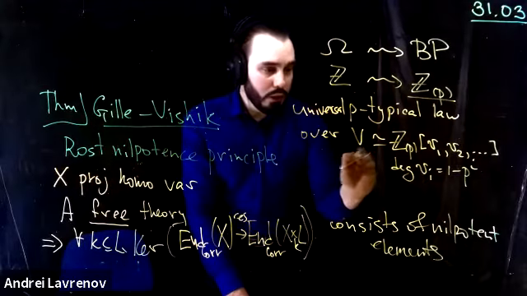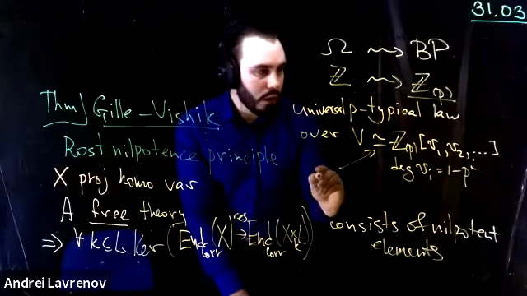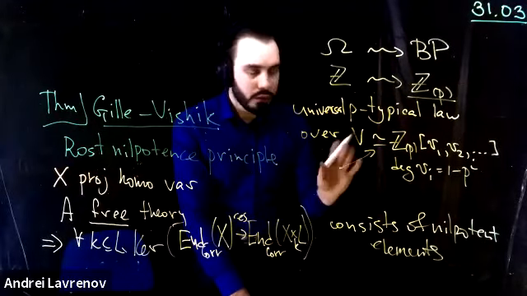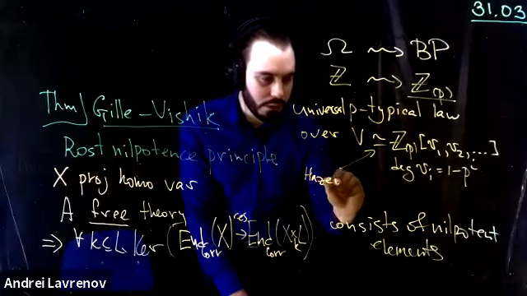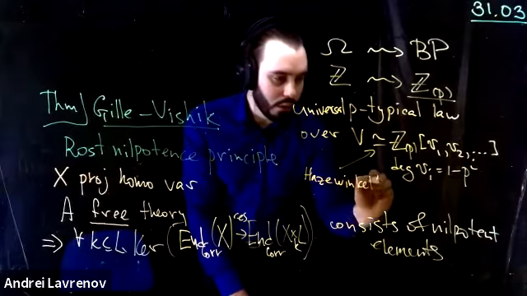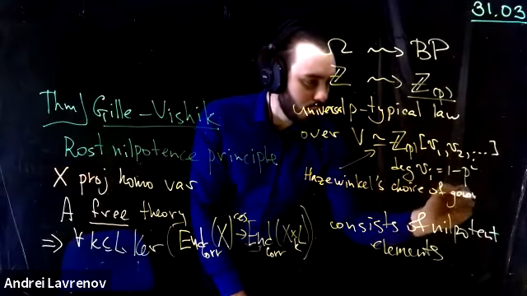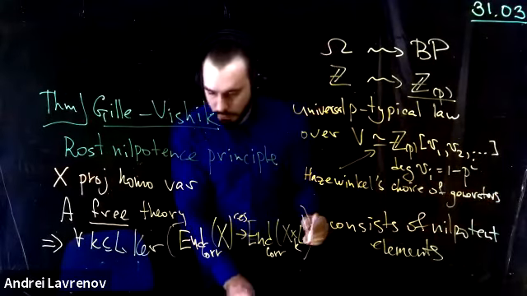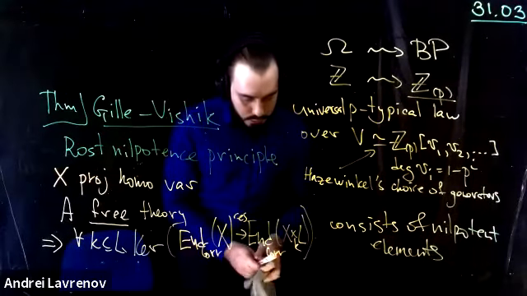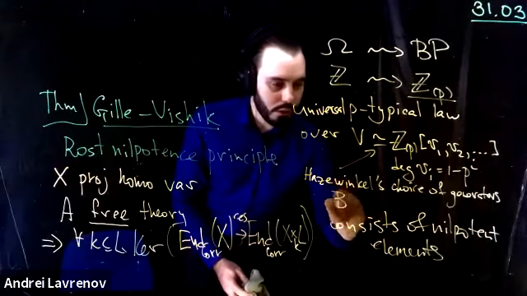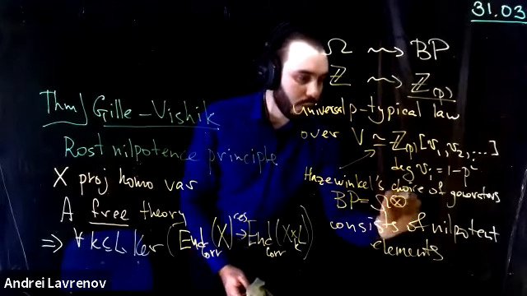And this isomorphism can be chosen in different ways, but it can also be chosen in one very nice particular way, which is called Hazewinkel's choice of generators. I will then say what it means for Morava. And BP is just the theory which corresponds to this universal formal group law.